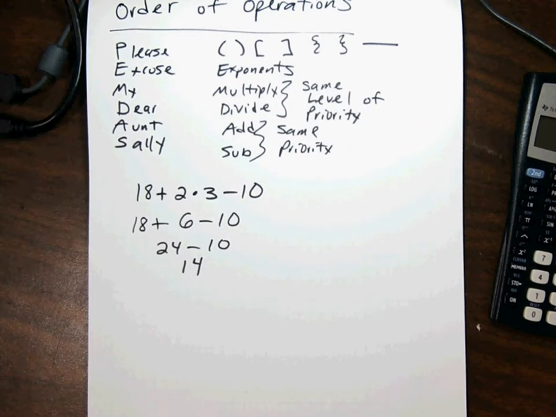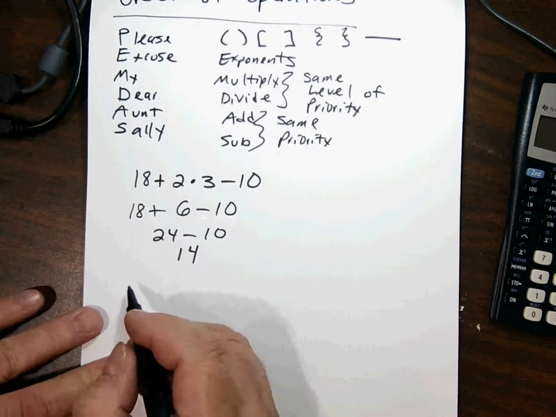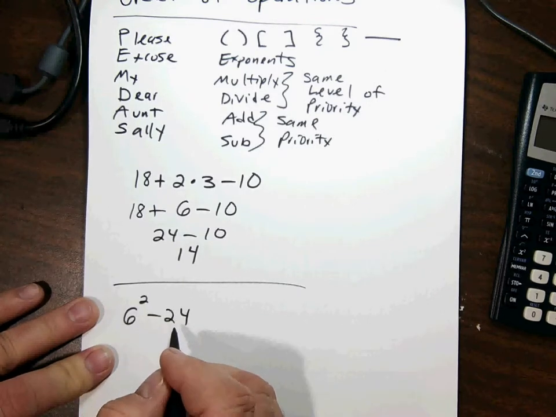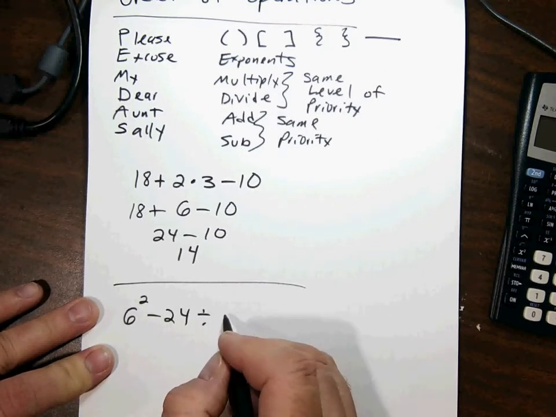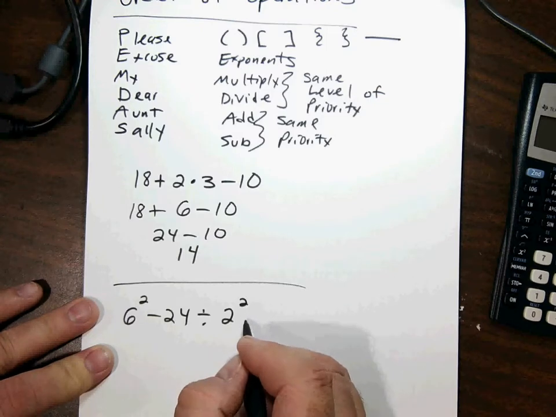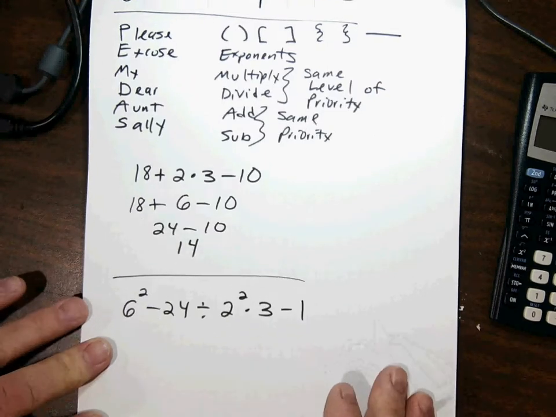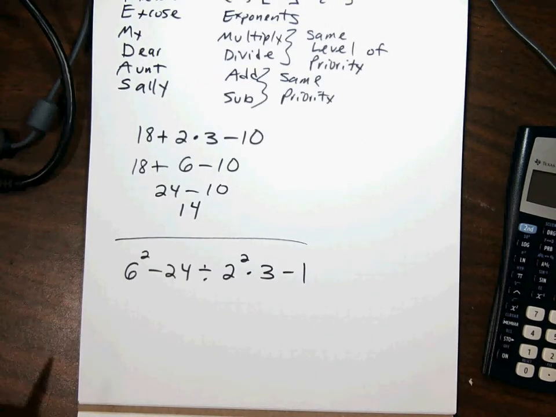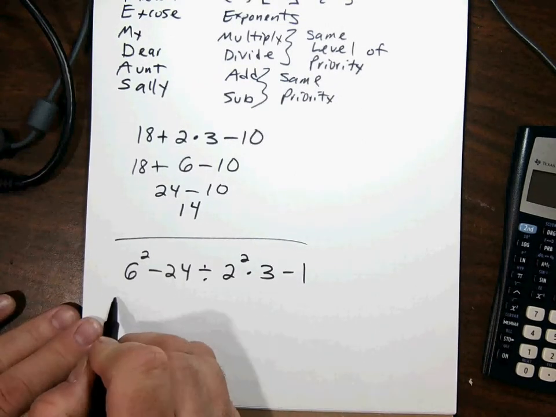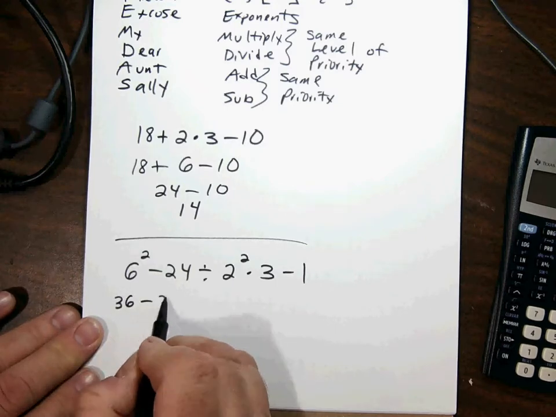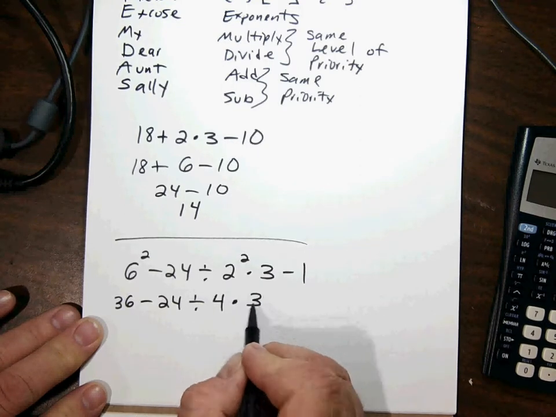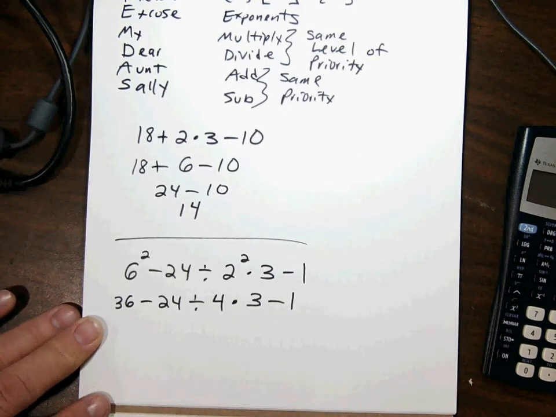All right, let's do a more complicated one. Let's do 6 squared minus 24 divided by 2 squared times 3 minus 1. Okay? I do not have parentheses, but I have exponents. So let me go through and tackle the exponents first. 6 squared is 36 minus 24 divided by 2 squared is 4 times 3 minus 1. Okay, I tackle the exponents. Now I need to multiply and divide.